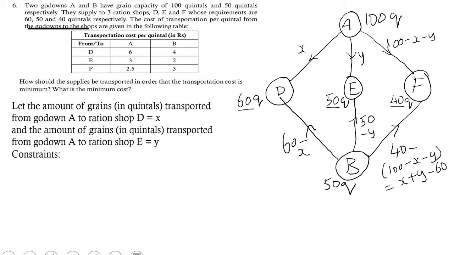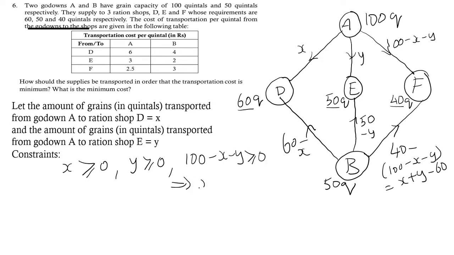Now we can write the constraints. The constraints are very simple. All these values are going to be more than or equal to 0. All the amounts which are transported will be greater than or equal to 0. So x greater than or equal to 0, y greater than or equal to 0, then 100 minus x minus y greater than or equal to 0. This implies x plus y less than or equal to 100.